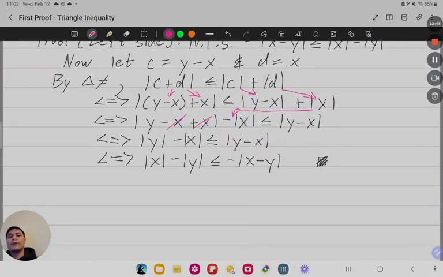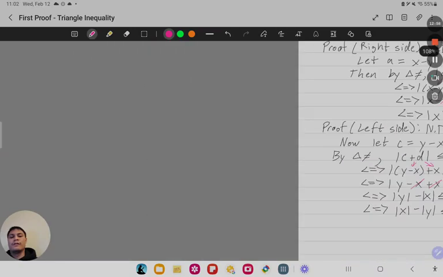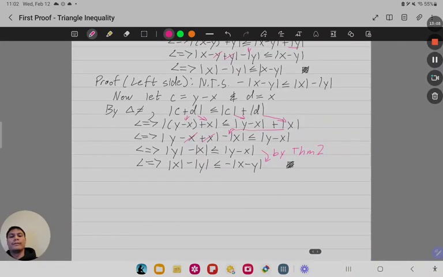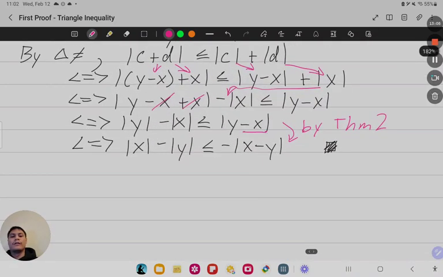And we can make this jump right here by theorem 2, which, if you don't remember, was if we wanted to swap it. So over here, it was y minus x, and we swapped it to get x minus y. And we multiplied by a -1 to get rid of this minus sign here. And now we have the absolute value of x minus the absolute value of y is less than or equal to minus the absolute value of x minus y. So that's the left-hand side.